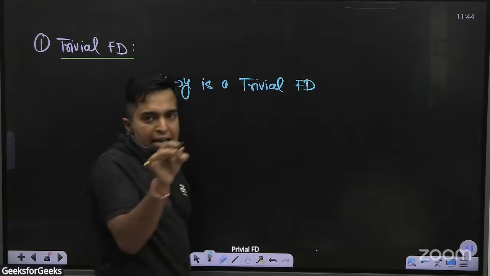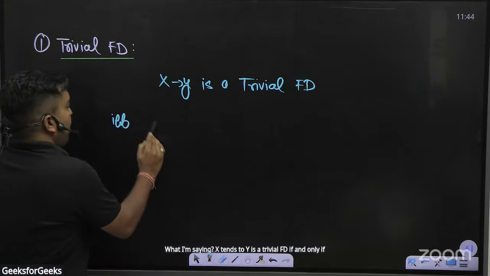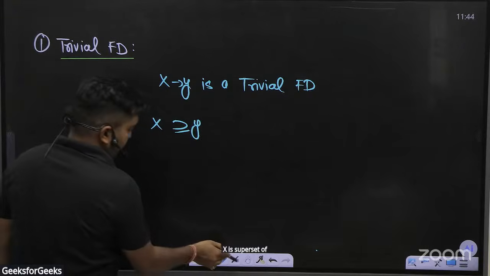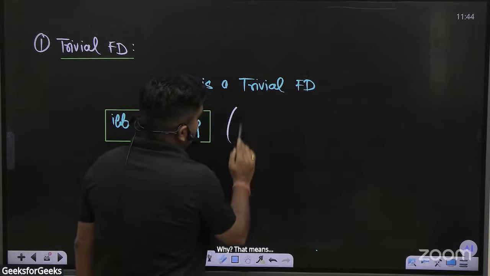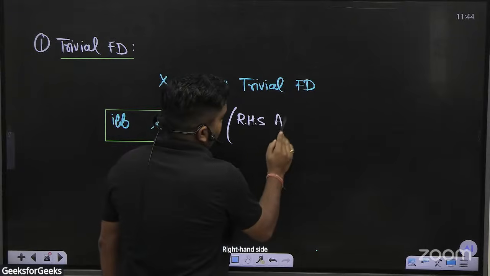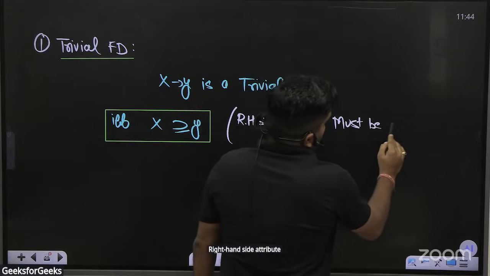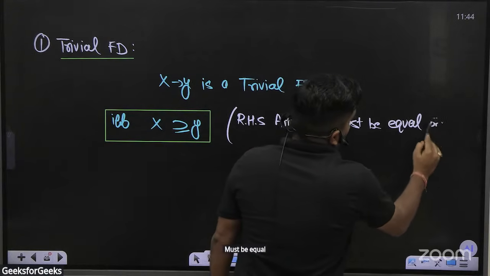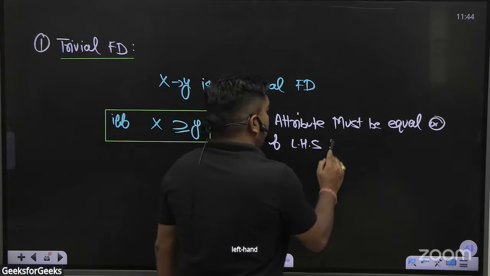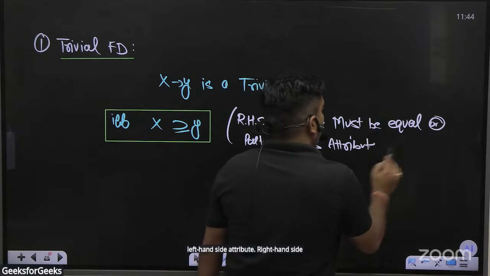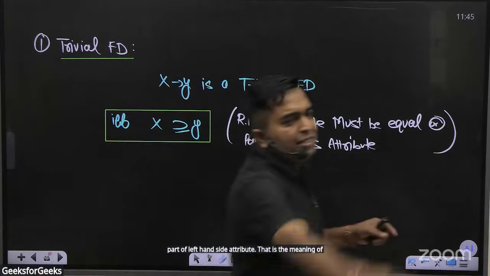What am I saying? X tends to Y is a trivial FD if and only if X is a superset of Y. That means the right hand side attribute must be equal to or part of the left hand side attribute. That is the meaning of trivial FD.